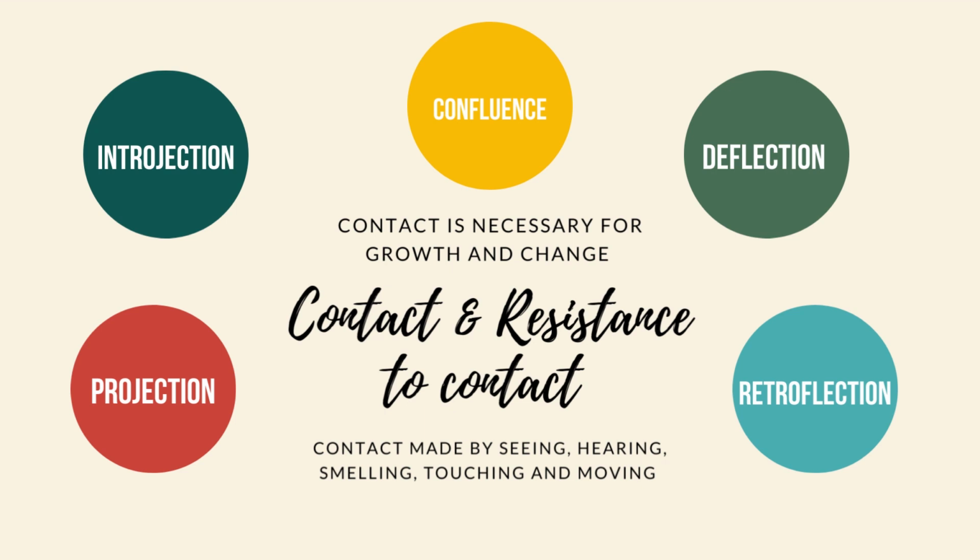Deflection would be changing the subject when you're uncomfortable, making jokes, or using sarcasm to diffuse a serious situation, or ignoring or refusing a compliment. And confluence is agreeing with others to avoid conflict, like peer pressure.